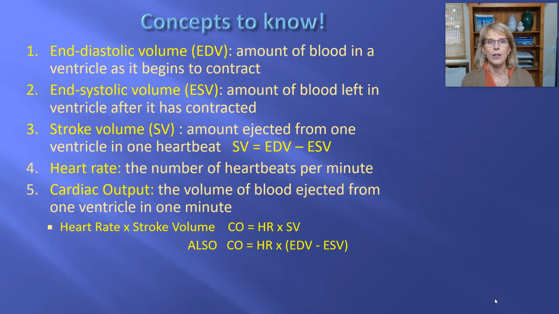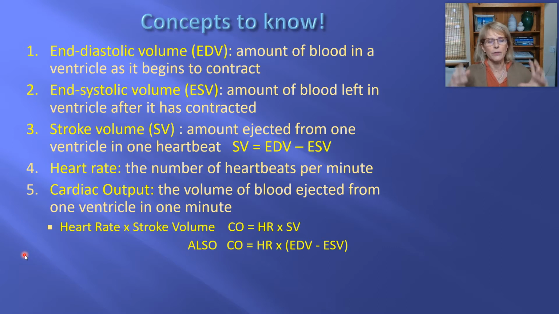The end diastolic volume, that's the amount of blood in a ventricle right before it starts to contract. How can you remember that? You know that diastole is the relaxation period, systole is the contraction period. So, right at the end of the relaxation period, that's when the ventricle is at its fullest, and the end diastolic volume is when the ventricle is at its fullest.